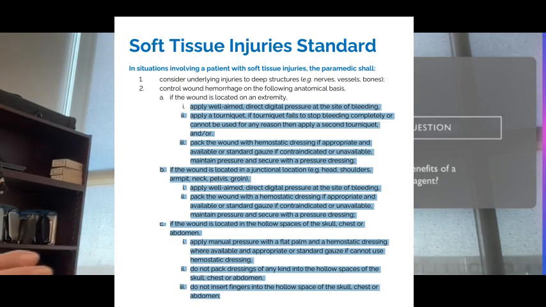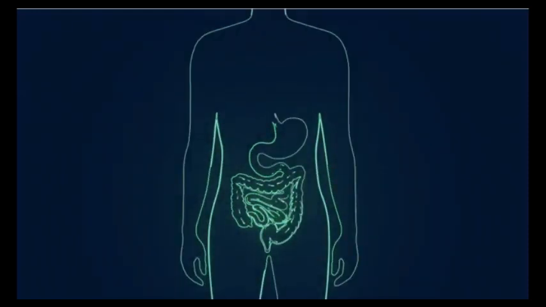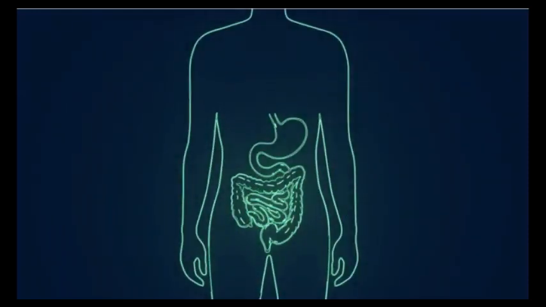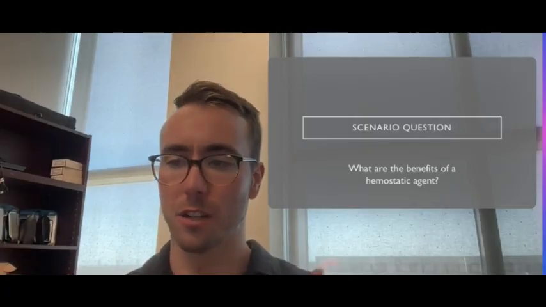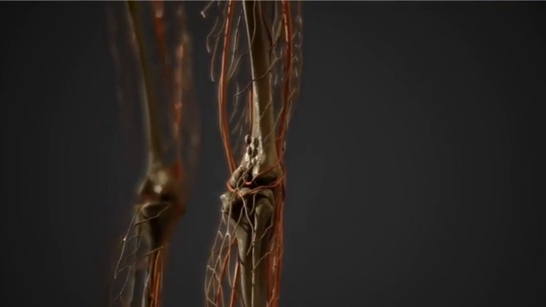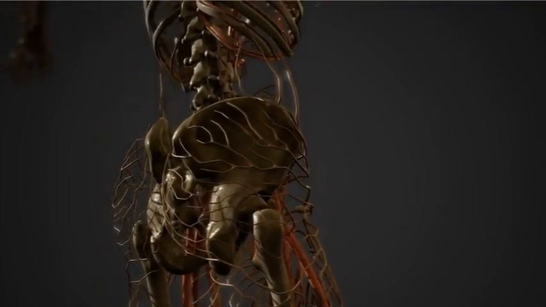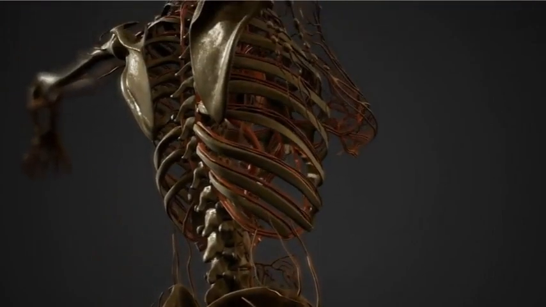If the wound is in a hollow space, such as the abdomen, the skull, or the chest, we can apply manual pressure with a flat palm and a hemostatic agent, but we don't pack or put our digits into those holes, obviously. There are 3 different types: you can have Combat Gauze, HemCon, and Celox, and they all have good evidence to support their clinical effectiveness. However, there hasn't been a determination of which product is superior to the others.